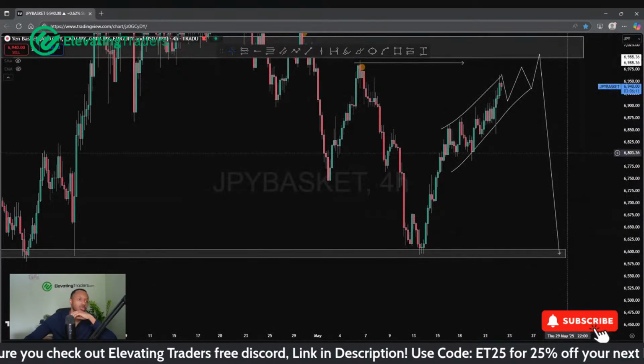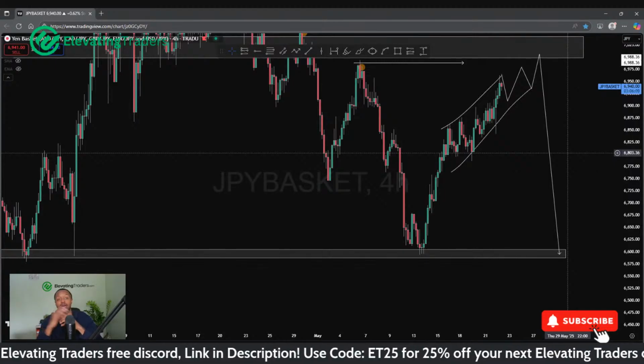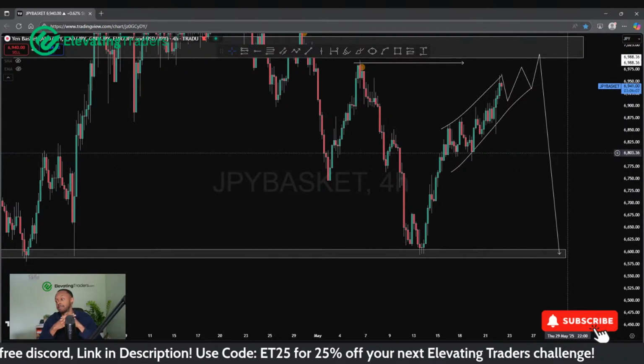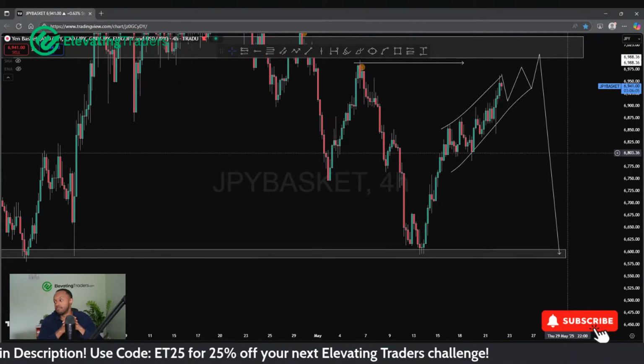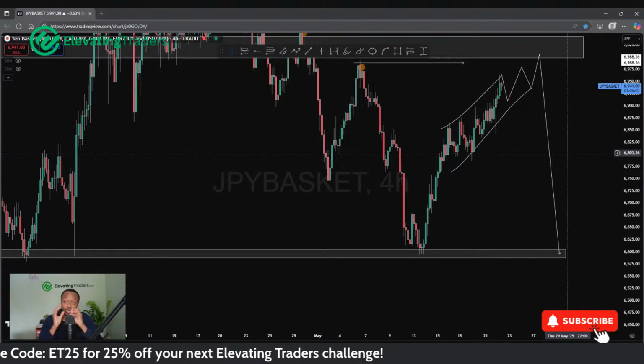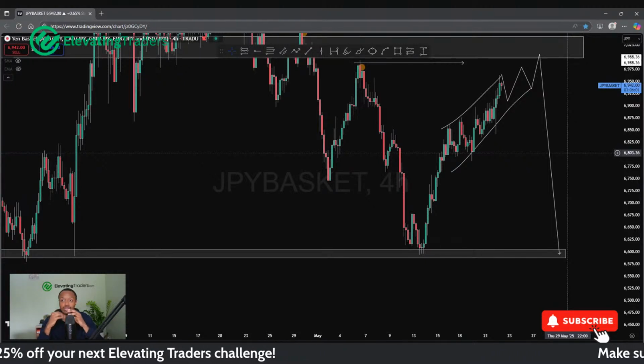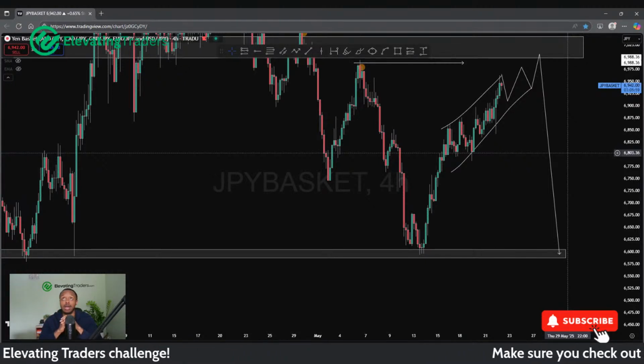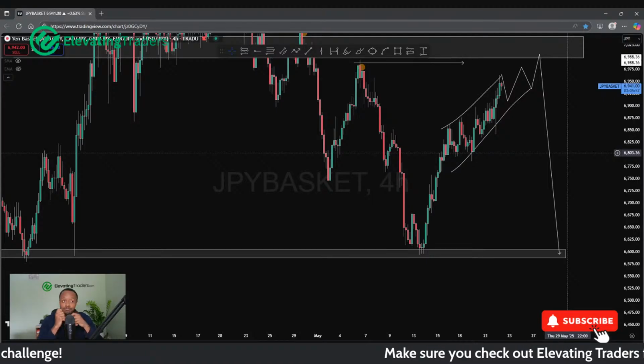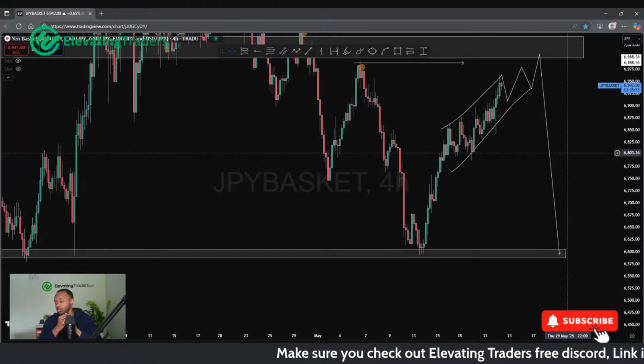So I still do see upsides, but other yen pairs haven't looked as good, I must say. I think New Zealand and Aussie still look somewhat good. We'll see how price develops at those areas. But seeing momentum shift is going to be very, very important.